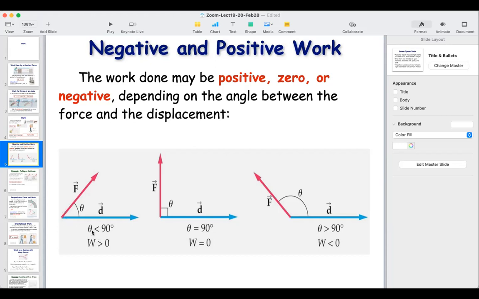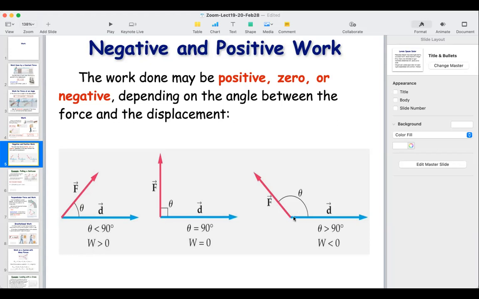Then in this case here, we have that the work is positive because we have a certain angle. So it's F cos theta multiplied by D. In this case, the component of the force is positive, the displacement is positive, so the work is going to be positive.